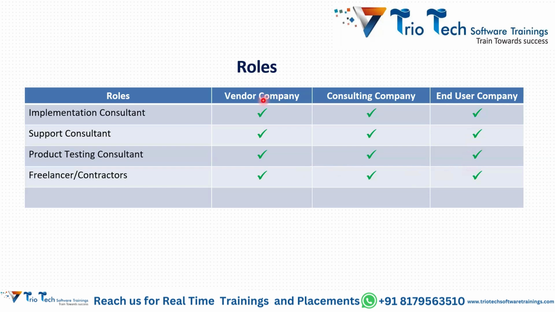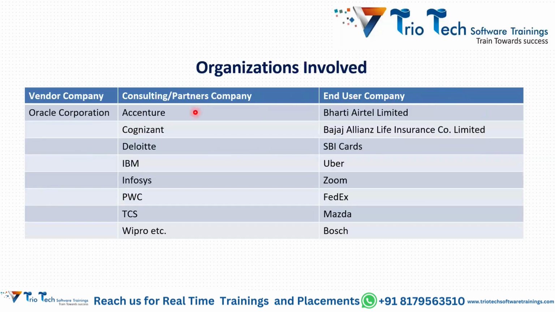Right. So now we understand the concept of who the vendor company is, who the consulting company is, and who the end user company is. At the same time, let's also look at some examples of vendor companies, consulting companies, and end user companies, so it will make the concept clearer. Some of the top companies have been included here, but there are a lot of other companies also. These are some of the renowned names.